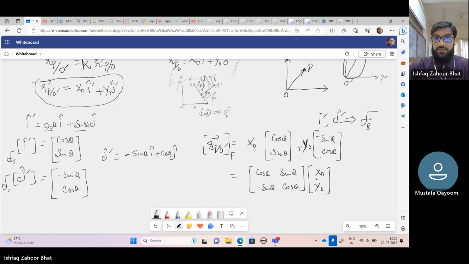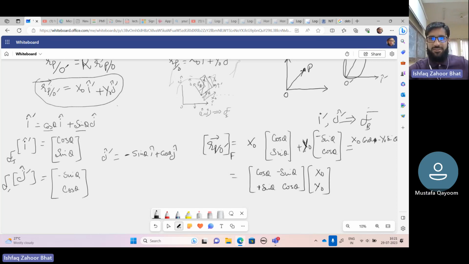See, from here, take the x component. What is the x component of RP? Cos theta X naught plus Y naught times sin theta. If you solve this, what will you get? I think you are not getting this. Okay, let me further solve it. On top, we will get X naught cos of theta minus Y naught sine of theta. Okay, here it should be minus, here it should be plus.